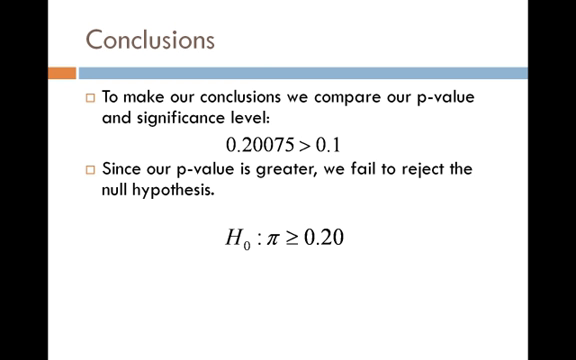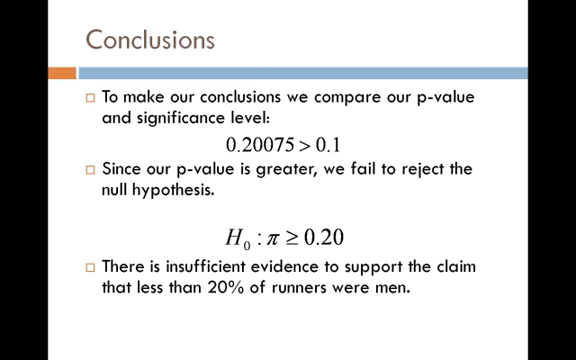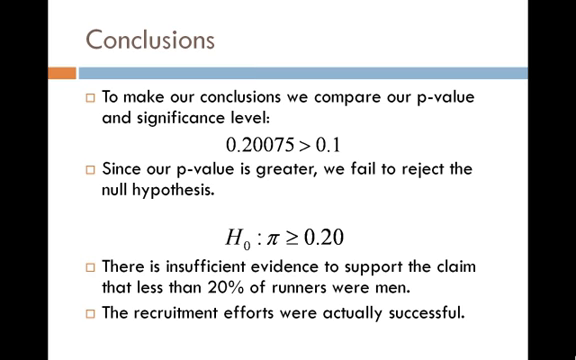Now, recall that in our null hypothesis, we have that the proportion is greater than or equal to 20%. So we can say that there is insufficient evidence to actually support the claim that less than 20% of runners were men. Now, in the entire context of the problem, what that means is that the recruitment efforts were actually successful.